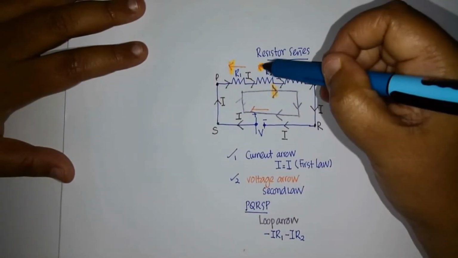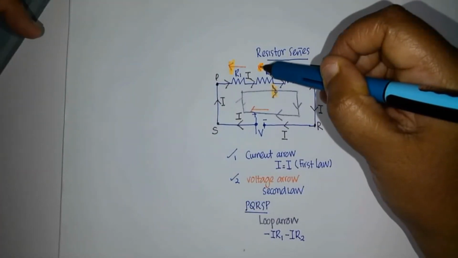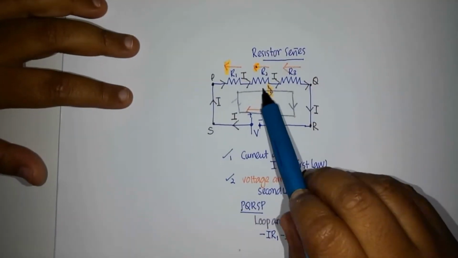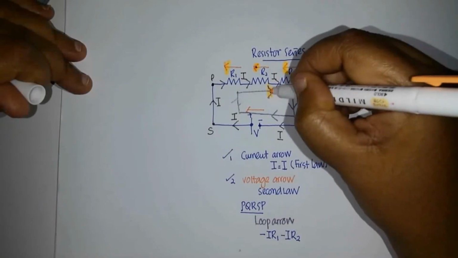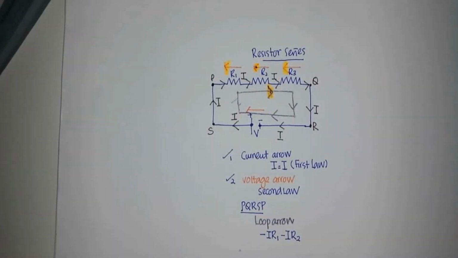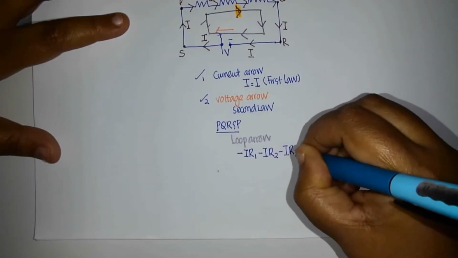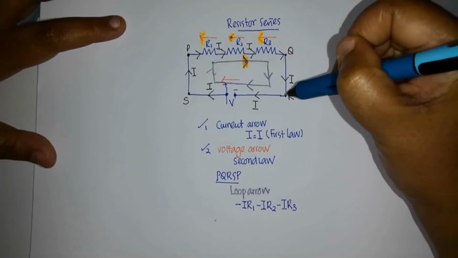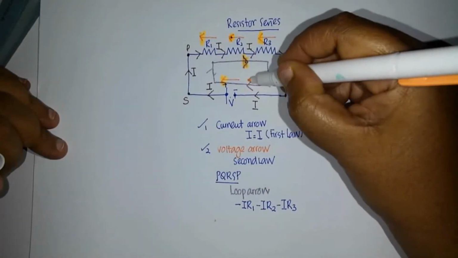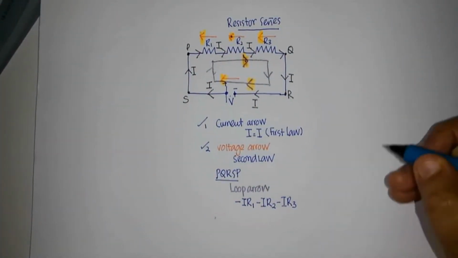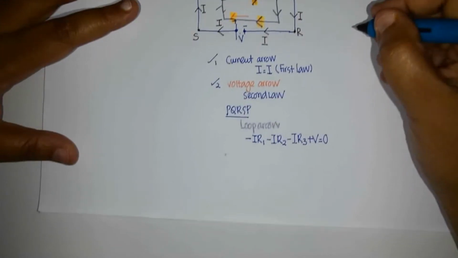If the loop arrow is in the same direction as the voltage arrow, then it is positive. Then I flow here, I notice also they are in the opposite direction, so it will be negative I R3. Then I come here and I realize that the voltage arrow and the loop arrow are in the same direction. So I put plus V equals 0, because once I reach P, it becomes equal to 0.